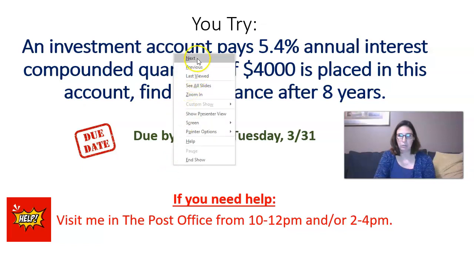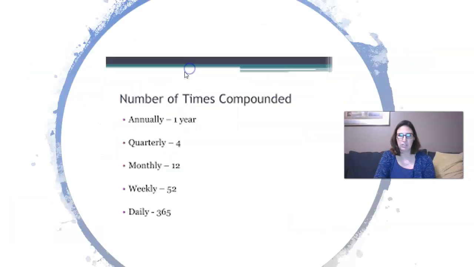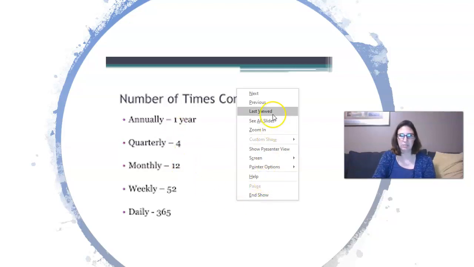I want to go back one more slide real quick, previous. And if you didn't write this down, make sure you do. Notice if it says annually, that's just once a year. If it says quarterly, the year is broken up into 3 months apiece, so that's 4 quarters. If it says monthly, that means there are 12 months in a year. Weekly, there are 52 weeks in a year, and daily, 365 days.